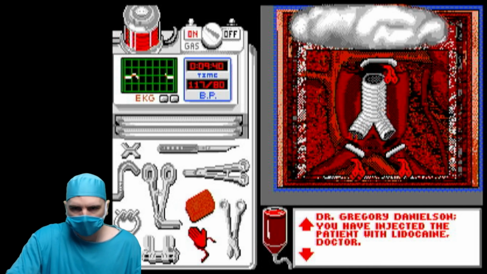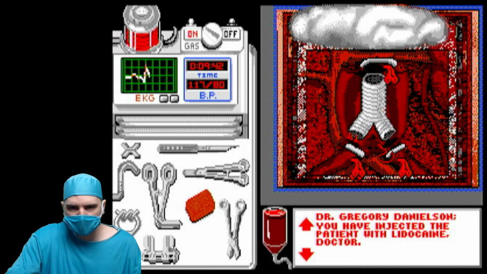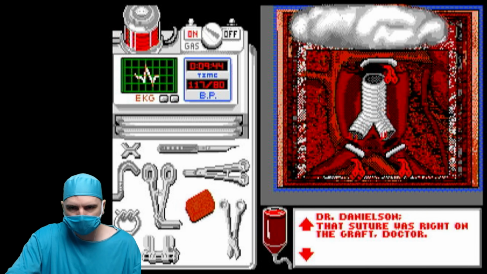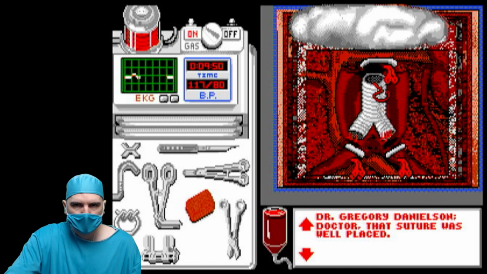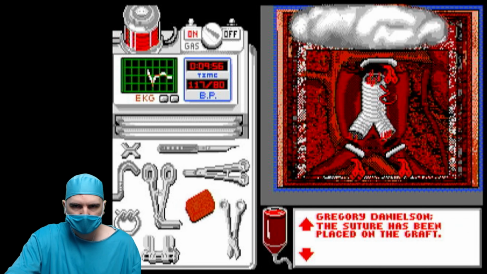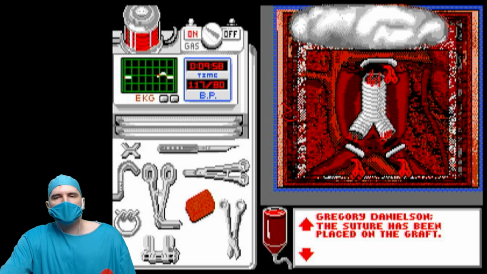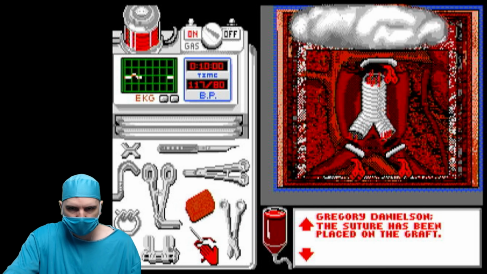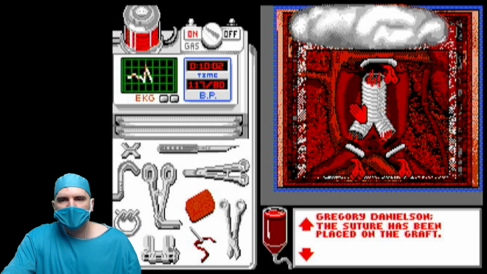Nearly ready. Right, same again on the other side. One, two, three. The suture has been placed on the graft. Doctor, that suture was well placed. I do not want this patient to bleed to death. Okay, so now it's a case of connecting them all up.